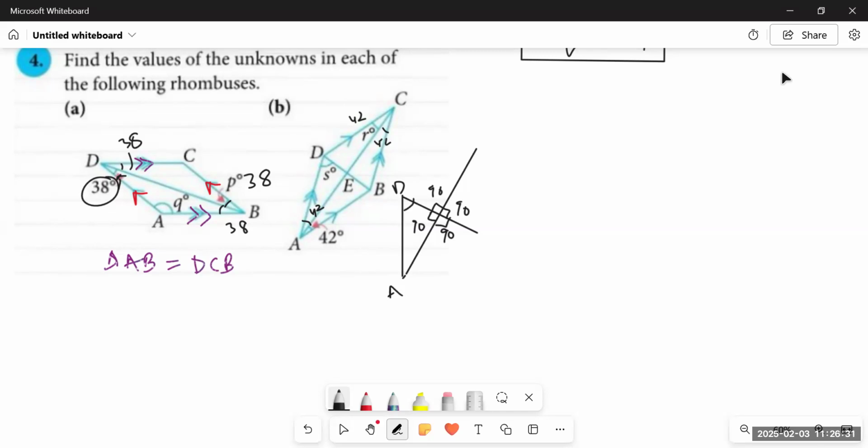We already know this angle is 42. The mid angle, that is AED, is 90 degrees. So we can easily find angle S by adding 90 with 42 and subtracting it from 180 degrees. That's it.